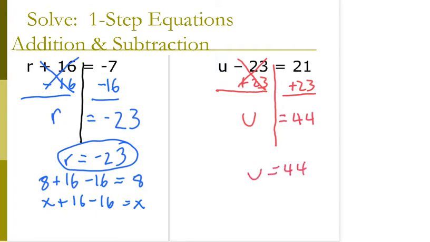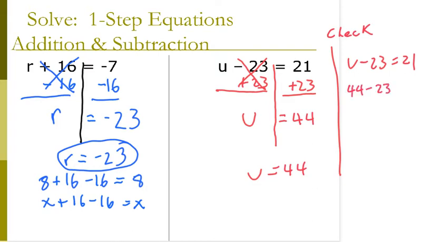And if we did just a quick check, u minus 23 equals 21 was the original equation. If we put a 44 where the u was, 44 take away 23, and we're checking to see if it's equal to 21, we know that it does. And so we know everything is correct here.